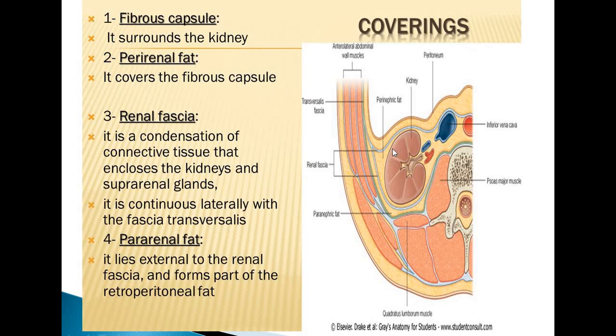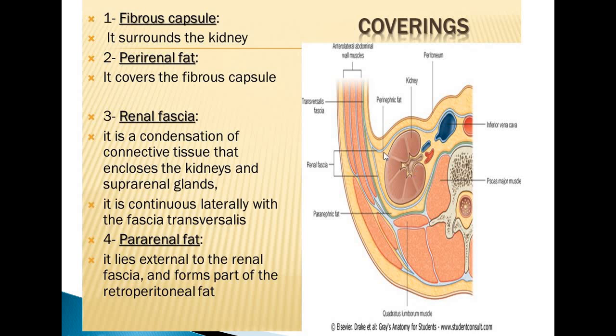The fibrous capsule is considered the true capsule, which is formed by the condensation of the fibrous stroma of the kidney. It is a thin membrane which covers the kidney as well as the renal sinus, and in a healthy individual it can be easily stripped off. But if infection is present, it is adherent to the kidney. So the fibrous capsule is considered the true capsule.